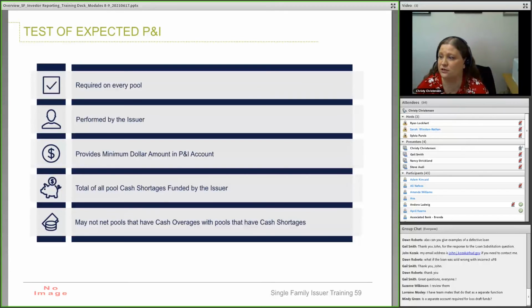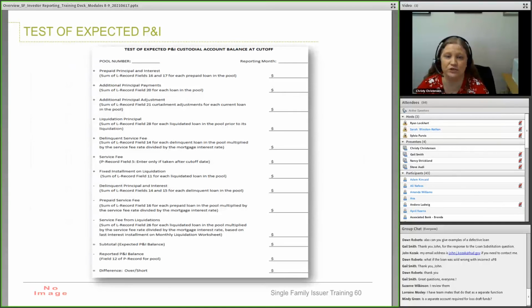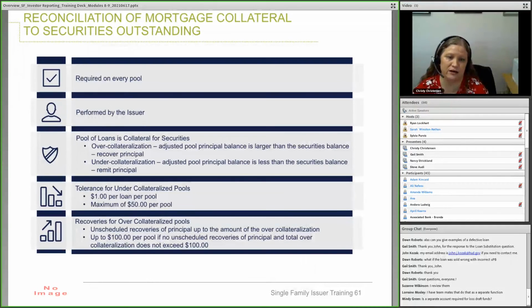Wonderful. I see a few thumbs. Thank you so much for sharing. Sarah, if you could please clear the thumbs. Here is a test of expected recon. Most servicing systems will complete a similar test of expected P&I recon like the one displayed.